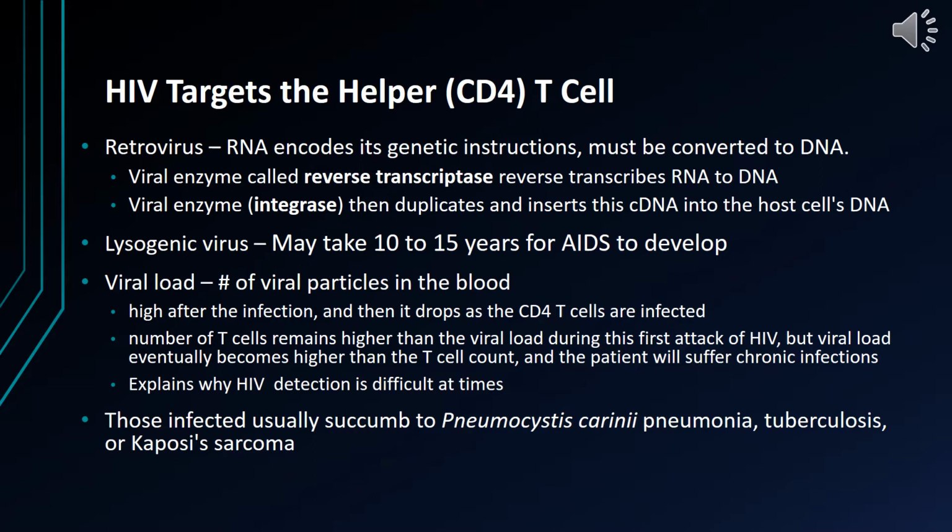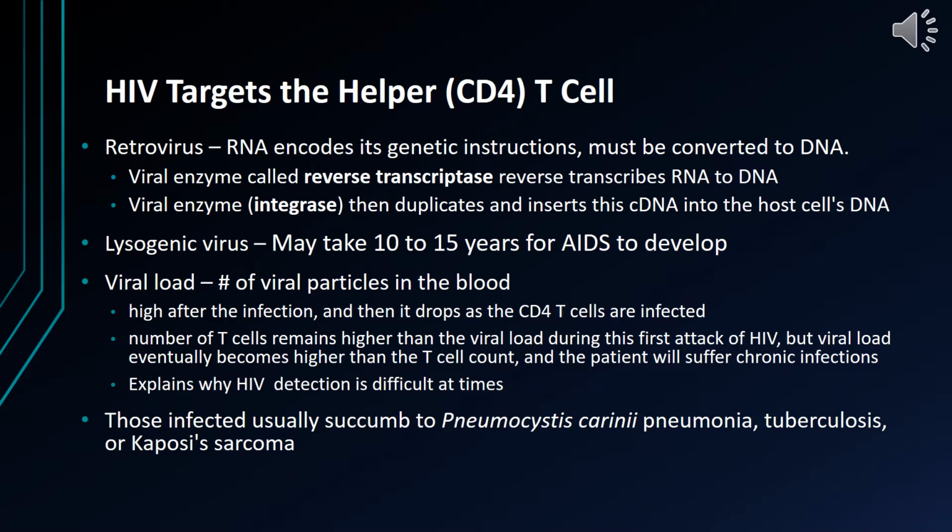which reverse transcribes the RNA to DNA. Then this DNA is integrated, or placed, in the genome of the cell through the aid of a viral enzyme called integrase, which is responsible for both duplicating and inserting this, what we're calling cDNA, because it isn't technically a whole genome of DNA. That's what C means. And it inserts this into the host DNA. Not all retroviruses are lysogenic viruses, but HIV is, and this explains why it may take 10 to 15 years for AIDS to develop.